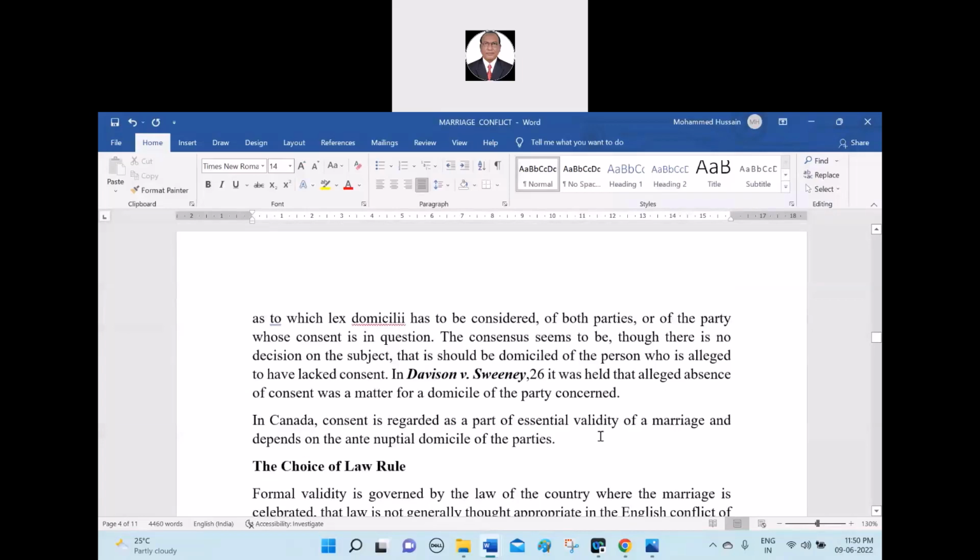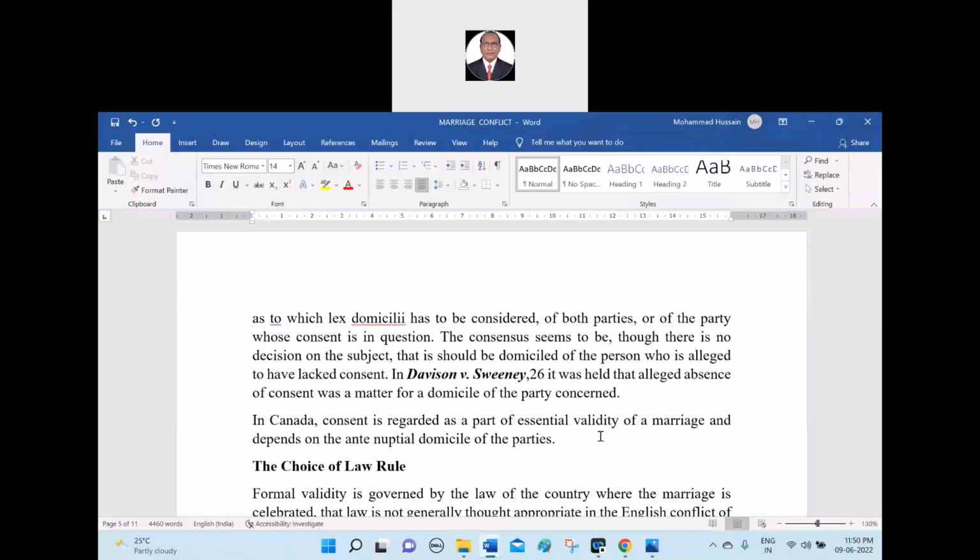So whose domicile will be considered? The man's domicile or the woman's domicile? The point is, as far as substantive law is concerned, yes, both domiciles will be considered. If procedural law is concerned, the lex loci celebrationis, where the marriage is going to be solemnized, that procedural law would be followed in that country.